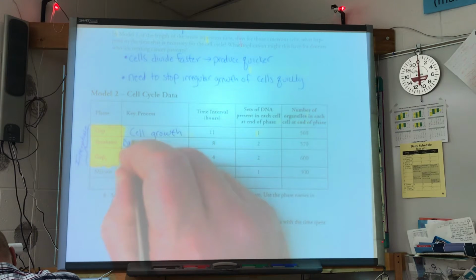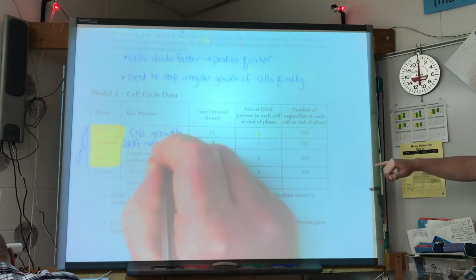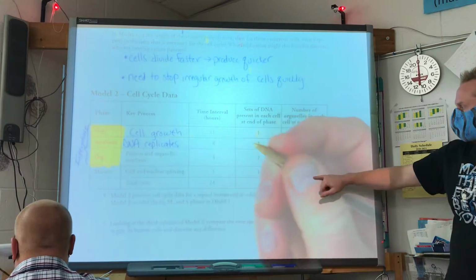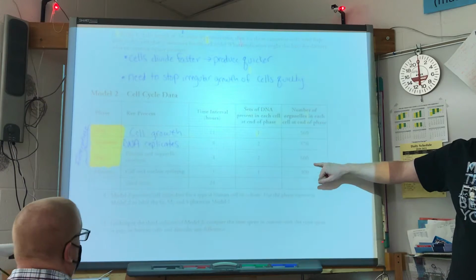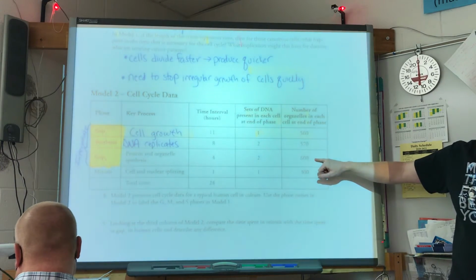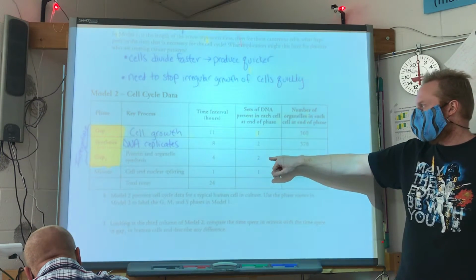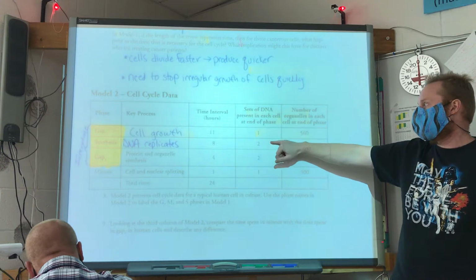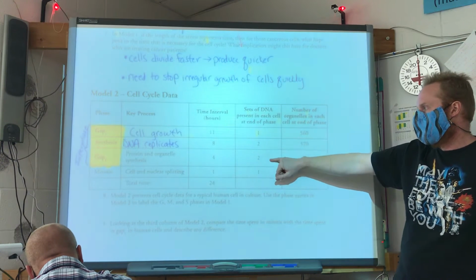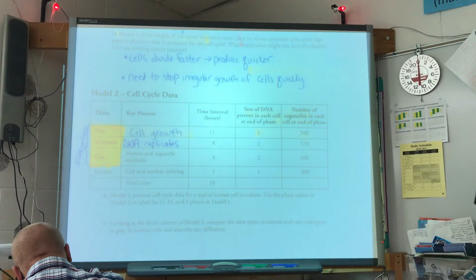And we can kind of see that, right? In between G2 and mitosis, the number of organelles went from 600 to 300. That's the cell dividing. Half of the organelles are in each cell. During S phase, the DNA started with 1 and ended with 2. During M phase, we started with 2 and ended with 1. The genetic information is split in half. There's 1 complete set in each cell.